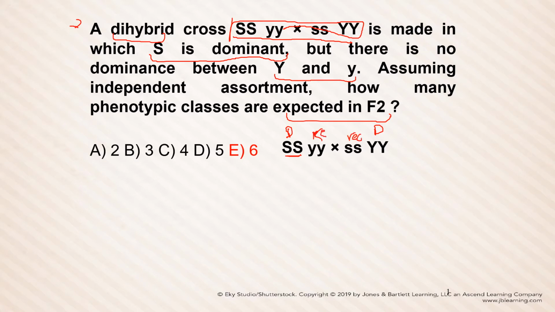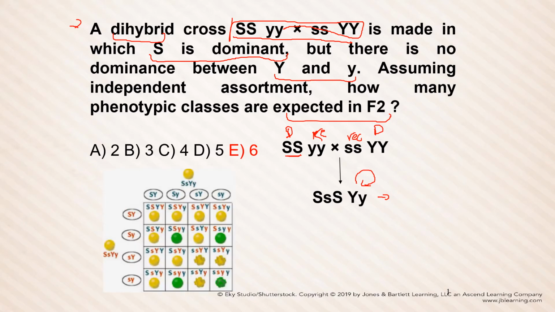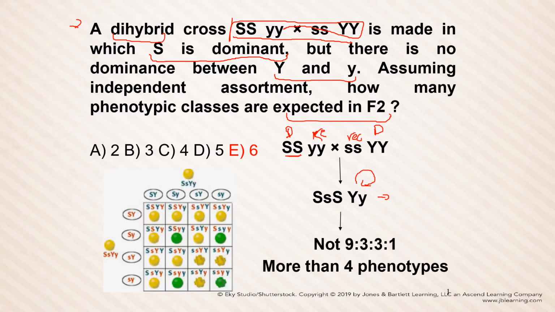Why? Because if you cross this, what are you going to get? You're going to get this one. So you are going to get the double heterozygous. And if you self-fertilize this one, this is exactly what Mendel did. So you get the 9331. And here you are supposed to get 1, 2, 3, and 4 phenotypes.